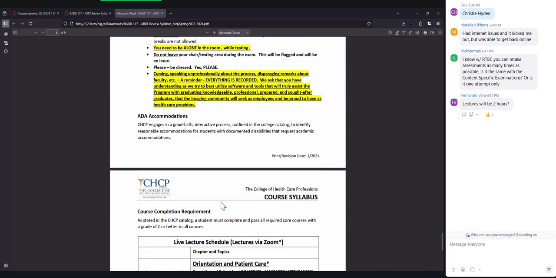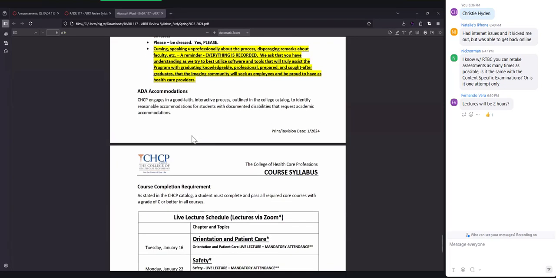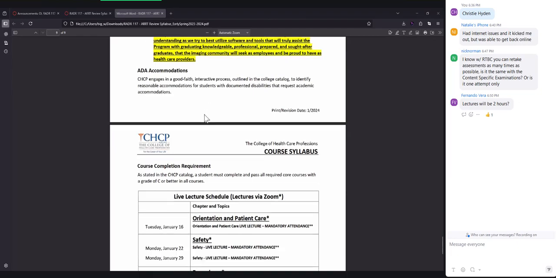If you are a student with a disability, a learning disability of any sort, remember that at a post-secondary institution, you must self-identify. So if you need any accommodations, make sure you get in touch with the school and request those accommodations as needed.